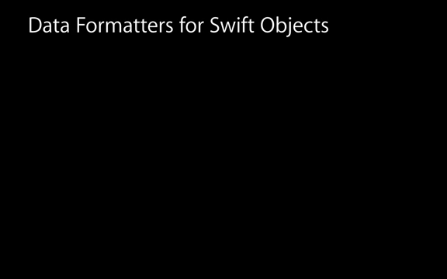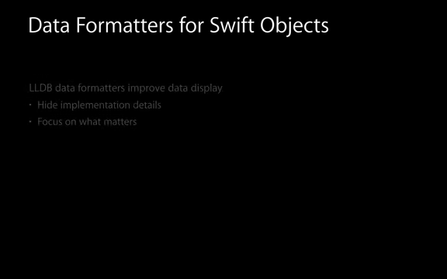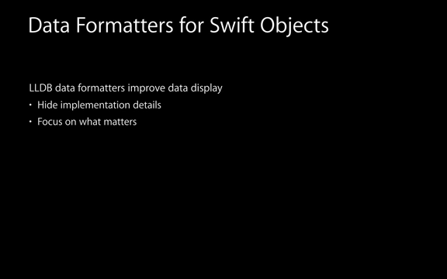Now, this topic is really dear to my heart because that's what I usually work on, data formatters. Data formatters are a way in lldb to improve the way your data is shown, to hide implementation details, and only focus on the core things that matter to you when you're debugging. Much like we do for C++ and Objective-C, we automatically format types in the Swift library. You don't have to worry about that.